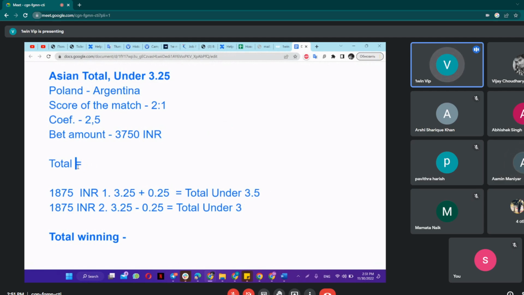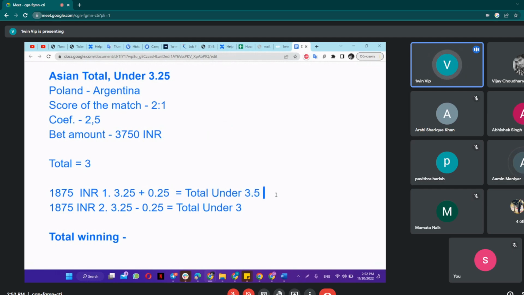What is the total of the game? The total of the game is, the first scenario is 4687.5. No, what is the total of the game here? What is the total amount of goals? Total amount of goals, yes, 3. So our bet is total under 3.5. We bet that there will be less than 3.5 goals.